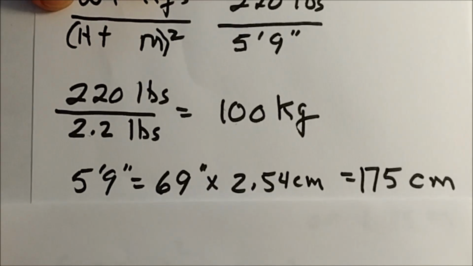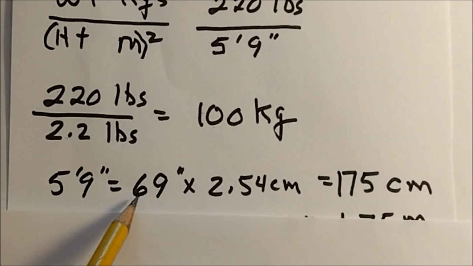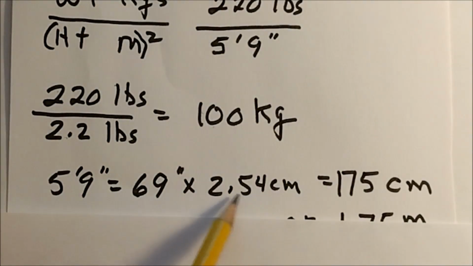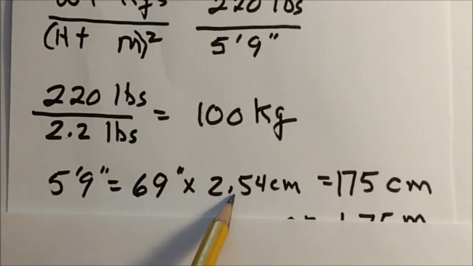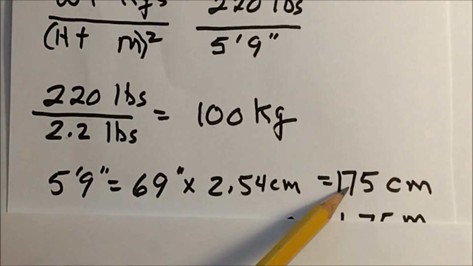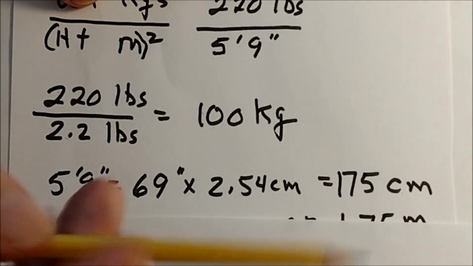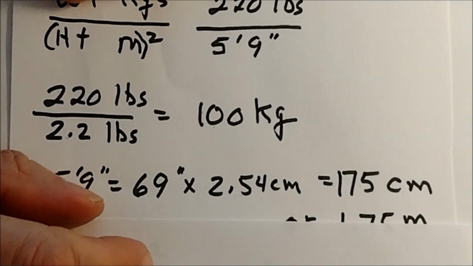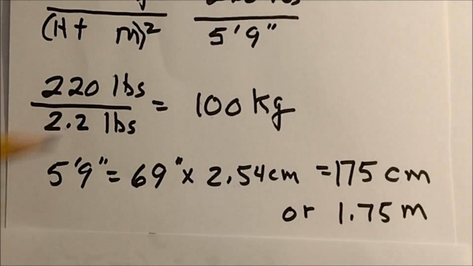Now we need to figure out the height. This person is 5 foot 9 inches tall, which comes out to 69 inches. We need to change that to centimeters. There's 2.54 centimeters in an inch. So we multiply 69 by 2.54, and that gives us 175 centimeters. We need to change that to meters, so just divide by 100, and we get 1.75 meters. Okay? So now we have the bottom part.